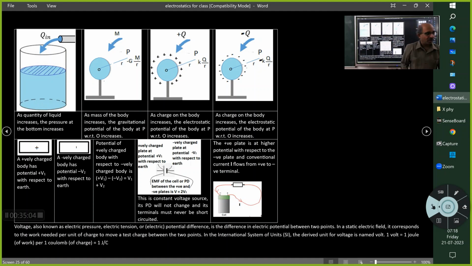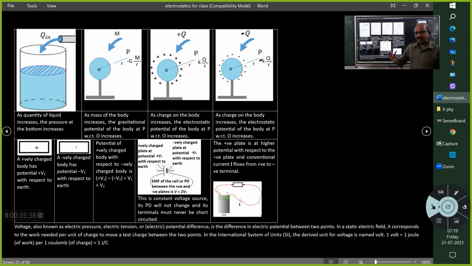It is G, the universal gravitational constant. M is the mass of this object. And R stands for the distance between the object and the point. No, wait a minute. I am not explaining gravitational field here. I am explaining gravitational potential. Sorry. I'll tell you the difference. So here the gravitational field at this point will be GM by R square.